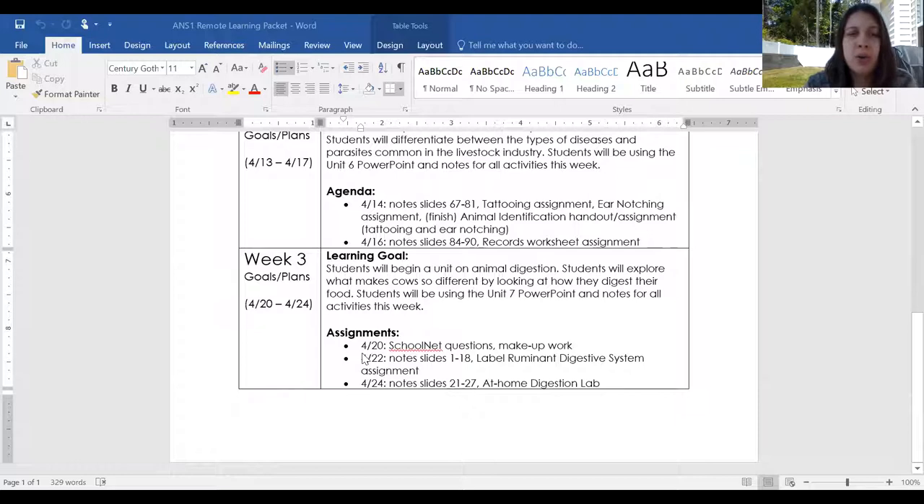And if we look at the learning packet that is also on Edmodo for you guys, we are going to be starting Unit 7. Unit 7 focuses on animal digestive systems. So we're going to talk about cow digestive systems, bird digestive systems, and simple stomached animals like dogs or pigs. Today we're going to go through slides 1 through 18, and then y'all are going to have an assignment to label the ruminant digestive system. If you don't know what a ruminant is, I hope that that is what you get out of today's lesson.